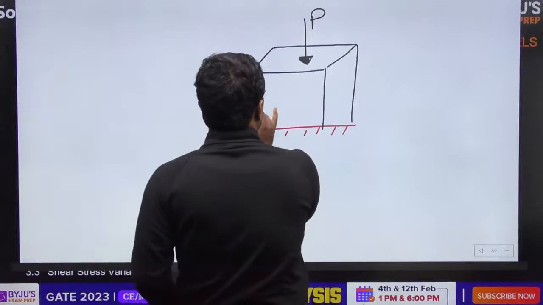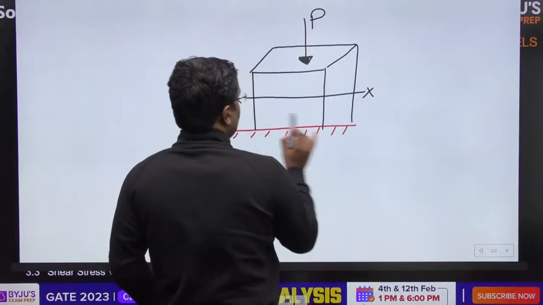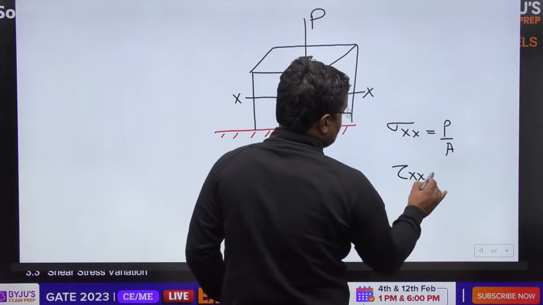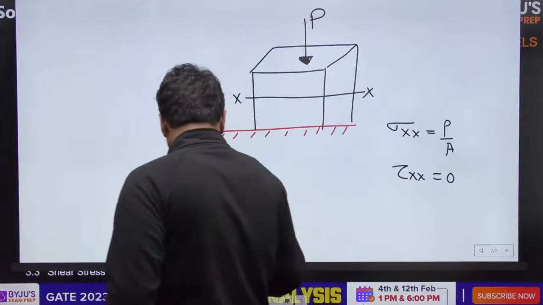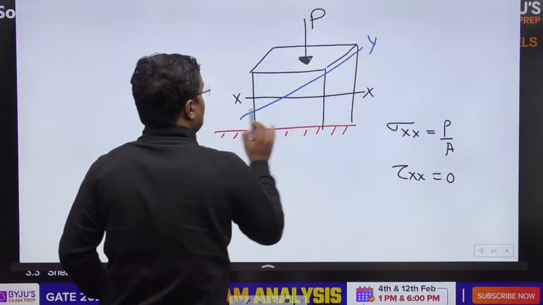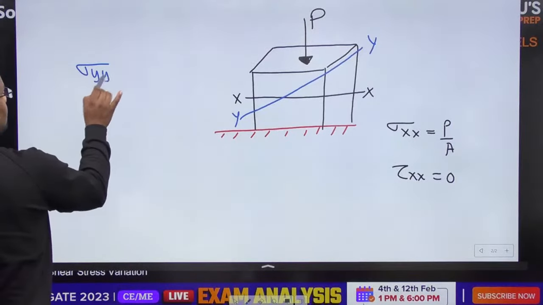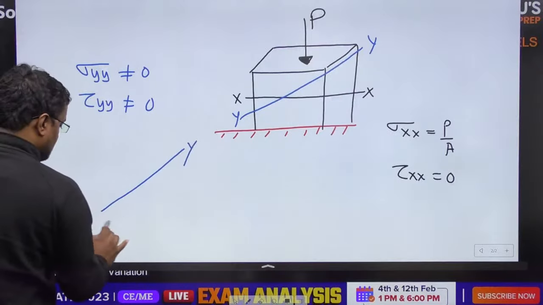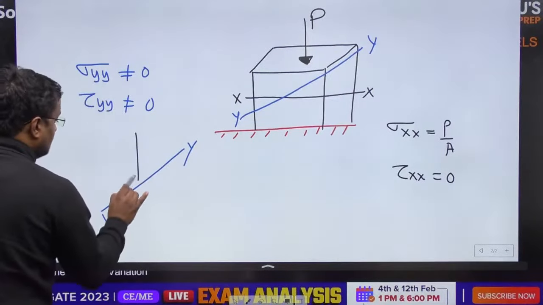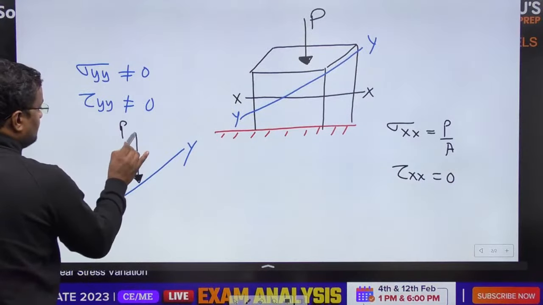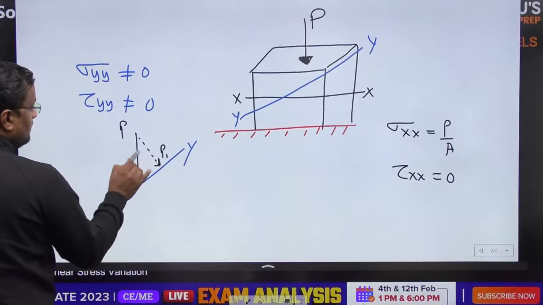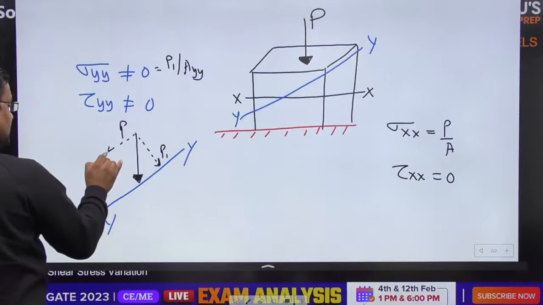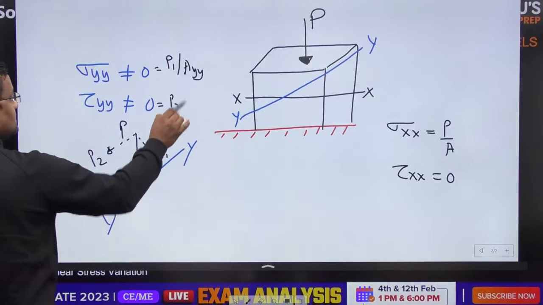Guys, that depends on the plane. If the plane is like this, on the x-axis, only normal stress is coming. Shear stress is not coming. If you consider an inclined plane YY, then on the YY plane, normal stress will also come and shear stress will also come, because this P force has two components. P1 causes normal stress, A of YY, and P2 is causing the shear stress on YY.